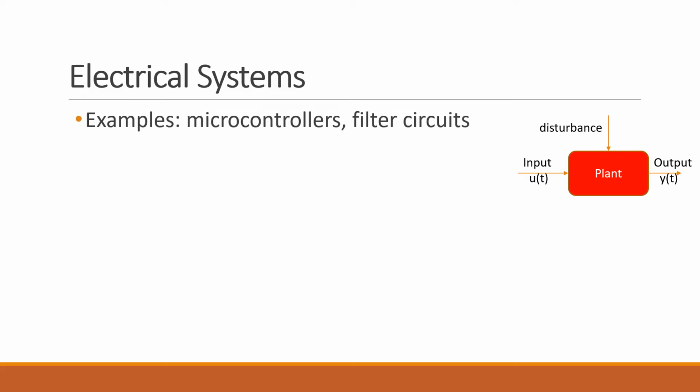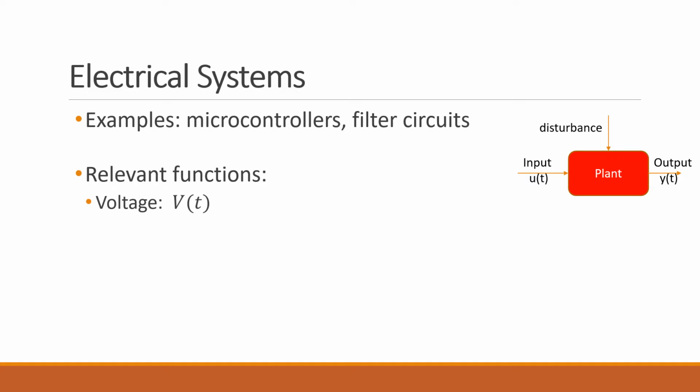Examples of electrical systems include various circuits. For example, say the very complicated circuit system on a microcontroller used to control a motor or something else, or a simpler circuit like a filter circuit containing a resistor and a capacitor used to filter out noise from a signal. The relevant functions for electrical systems are voltages.